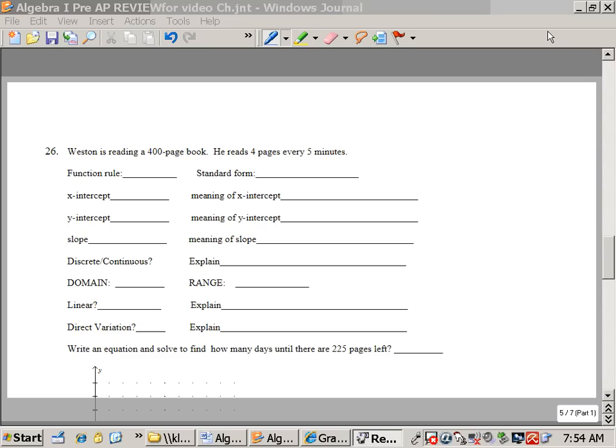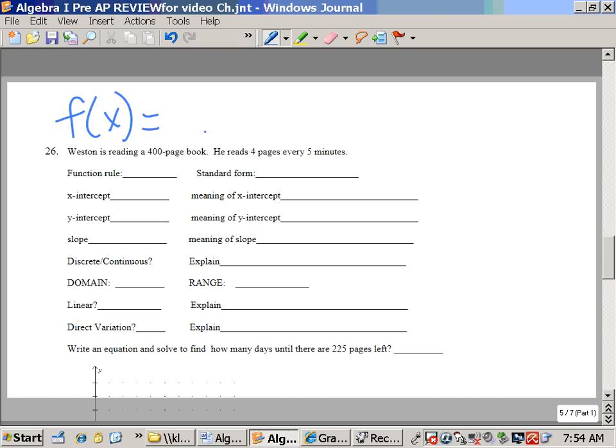A function rule. We have a 400-page book. He reads 4 pages every 5 minutes. So my function rule is going to be f of x equals 400 pages. And when I read pages, what's going to happen? They're going to go away. So I'm going to subtract 4 pages every 5 minutes. That's it. Okay, so that is what should go under function rule.